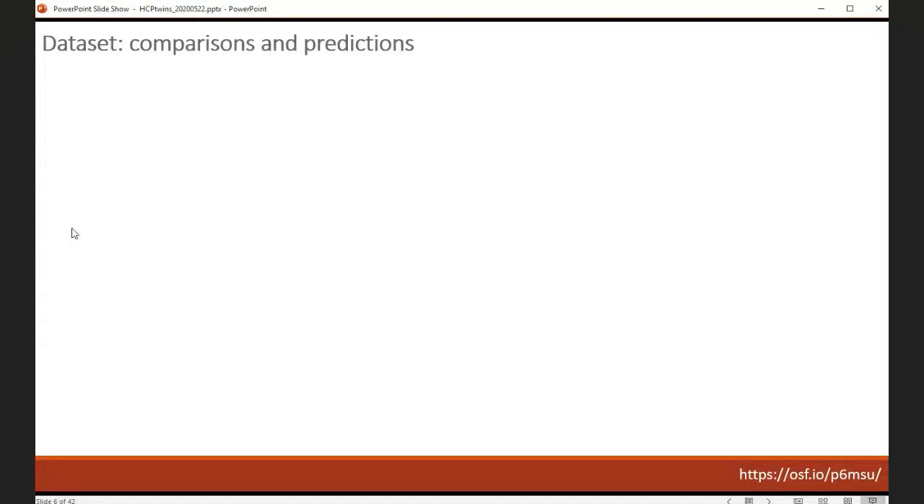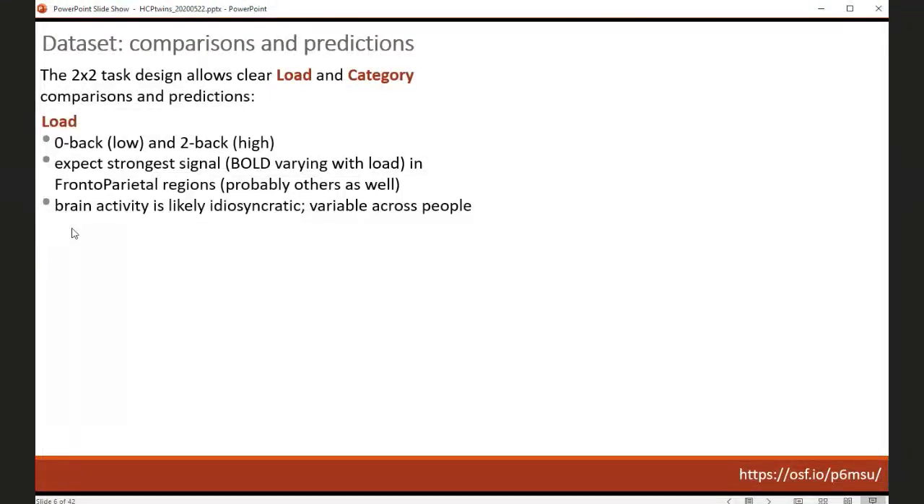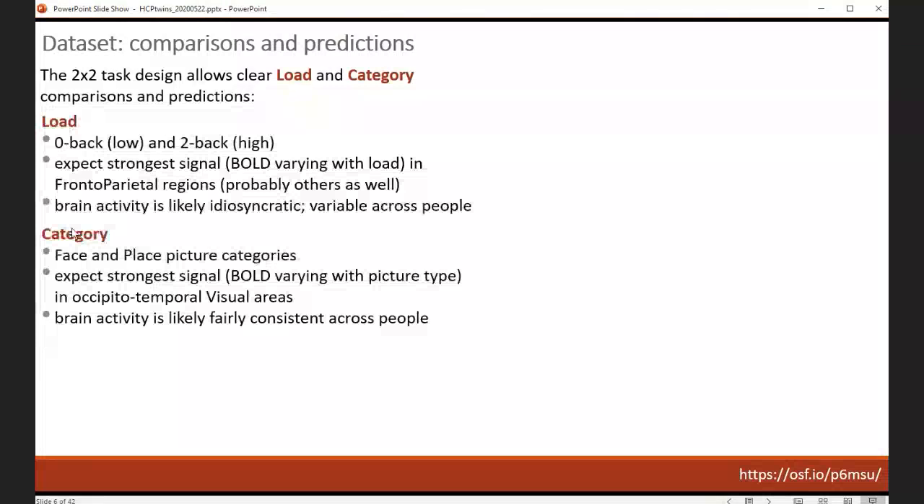Okay, so that's almost done with this introductory part. But again, for this methods development, we really needed clear load and category comparisons and predictions, because we needed something that would tell us whether the method was working or not. If you talk to cognitive control or psychology people, they will say that for the load effect, 0-back is low and 2-back is high, and we expect the strongest signal, meaning the BOLD will vary with load, in frontoparietal, cognitive control-ish regions. These regions tend to have fairly idiosyncratic brain activity. But for picture category, faces and places, we expect that to be more in the visual areas, and we expect it to be more consistent across people.